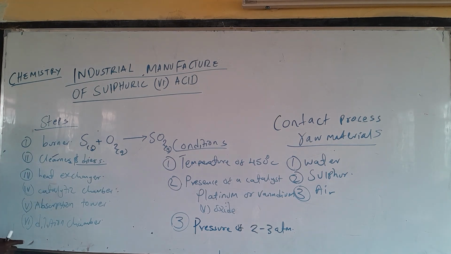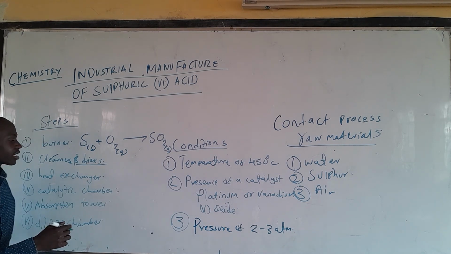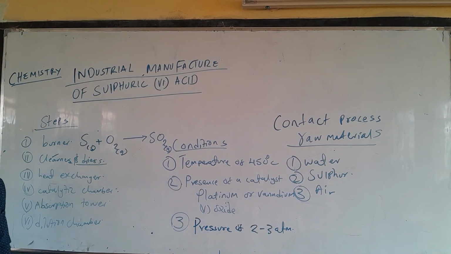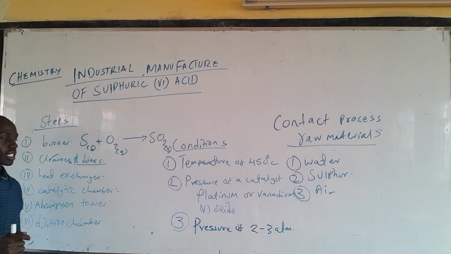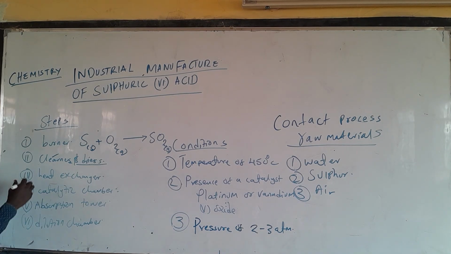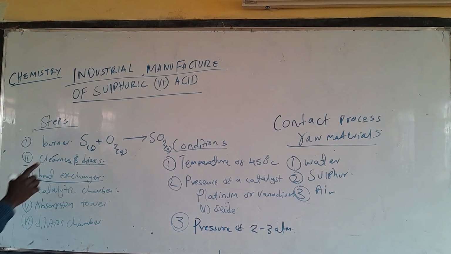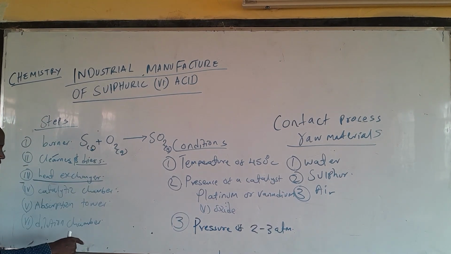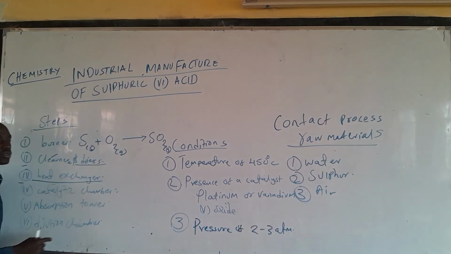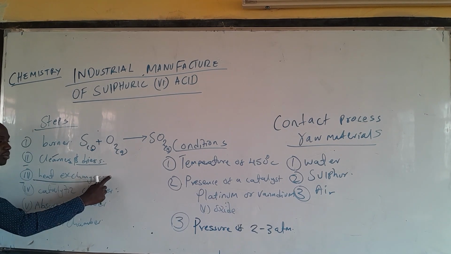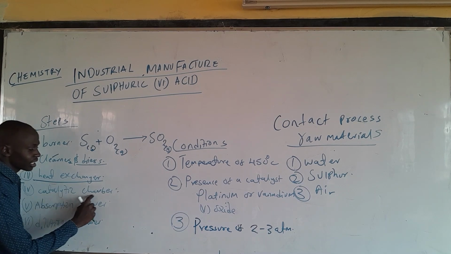Then after that, the mixture is pushed to the dryers. In the dryers, the gas is passed through concentrated sulfuric acid. That is to remove the water droplets that are present in the mixture. After the cleaners and the dryers, we move to the third step, which is the heat exchanger. In the heat exchanger, the mixture of sulfur 4 oxide and air is heated to a suitable temperature. So after heating to a suitable temperature, the mixture is then pumped to the catalytic chamber.